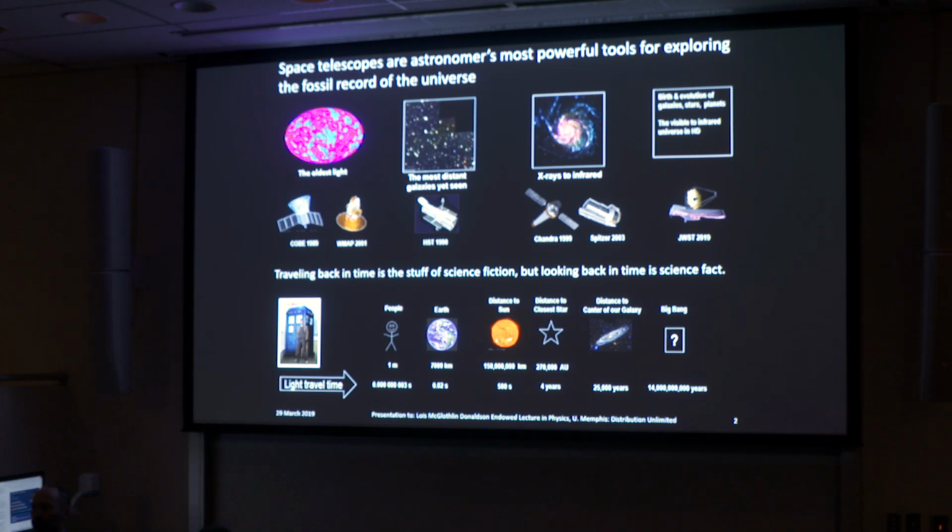So if you look at the person seated next to you right now, you're not seeing them as they really are. You're seeing them as they were a few nanoseconds ago. Nanoseconds are imperceptible, so you don't notice that delay. But when we look at objects farther and farther away, the delay becomes more pronounced.